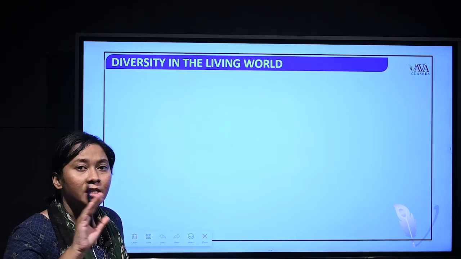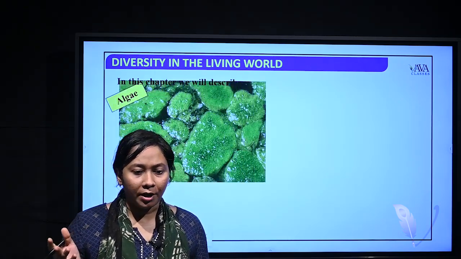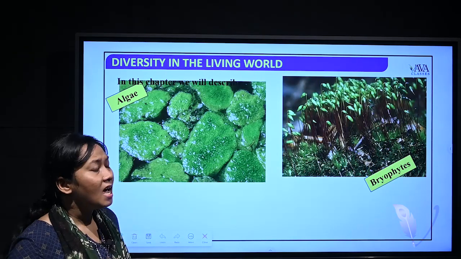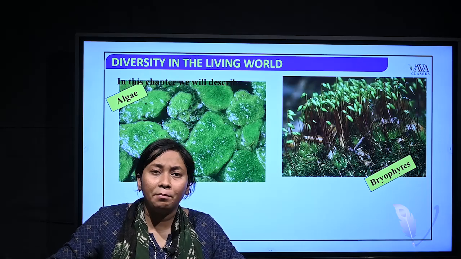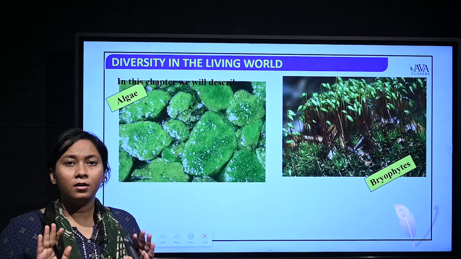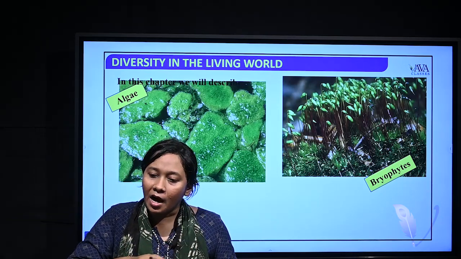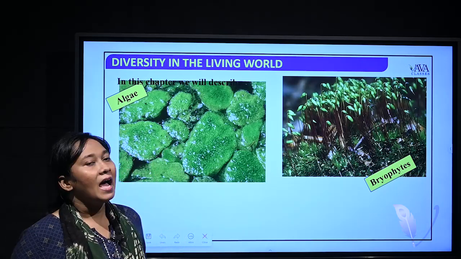Even we can distinguish them by their features, by their characters. For example, you can see some ponds are covered by just like a carpet, a green carpet of organisms. When you see them from a distance, it looks like a green carpet is spread in the pond. Okay, that is your algae.